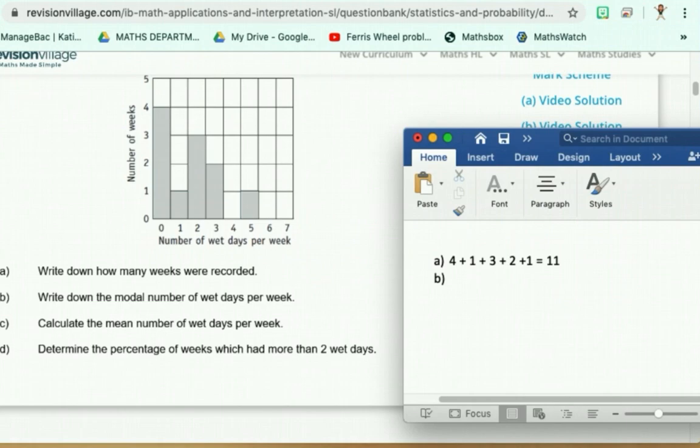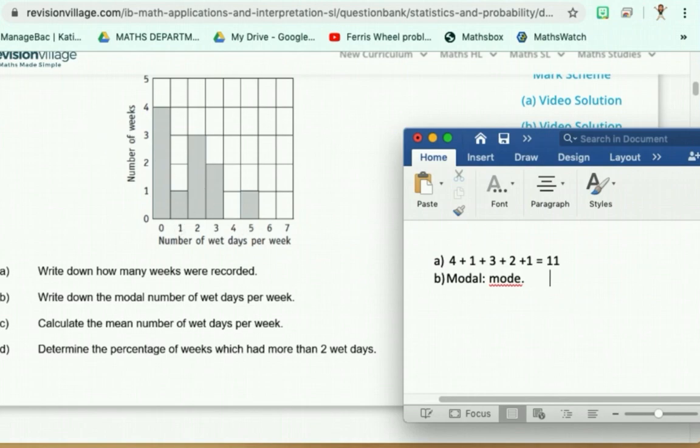Question B. Now I'd like you to pause this video right now and have a think about what the word modal will link to, bearing in mind we just did this in the previous question. Now you've hopefully paused the video, hopefully you remembered that the word modal looks very much like the word mode. Therefore, what we need to do is see which bar is most common.